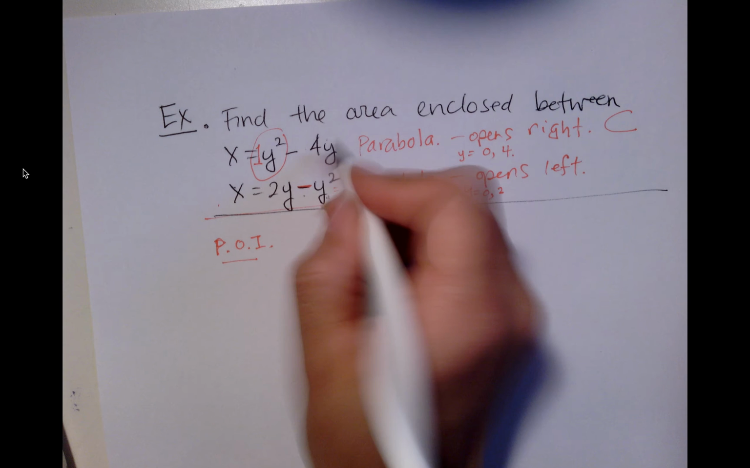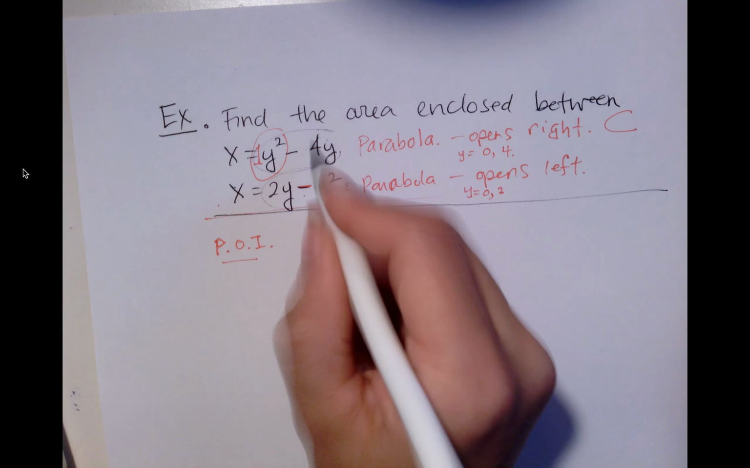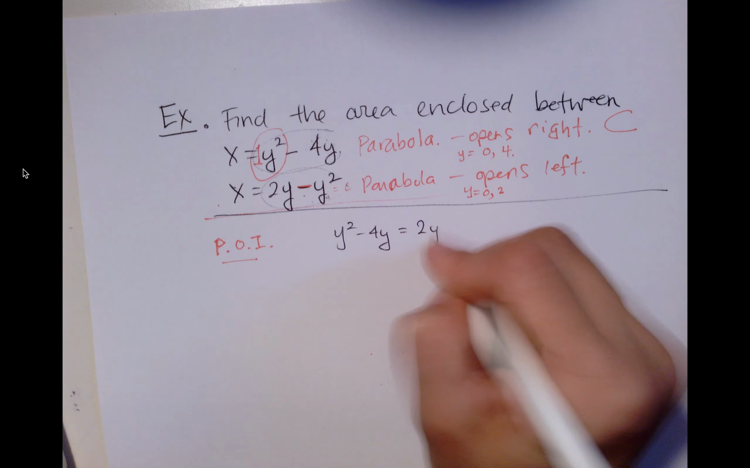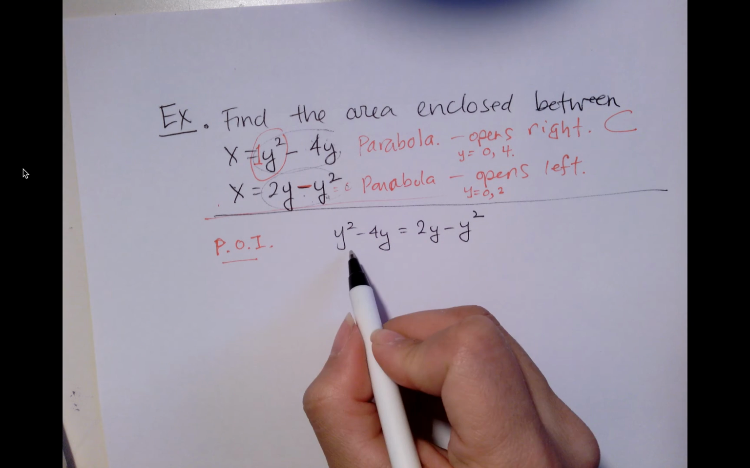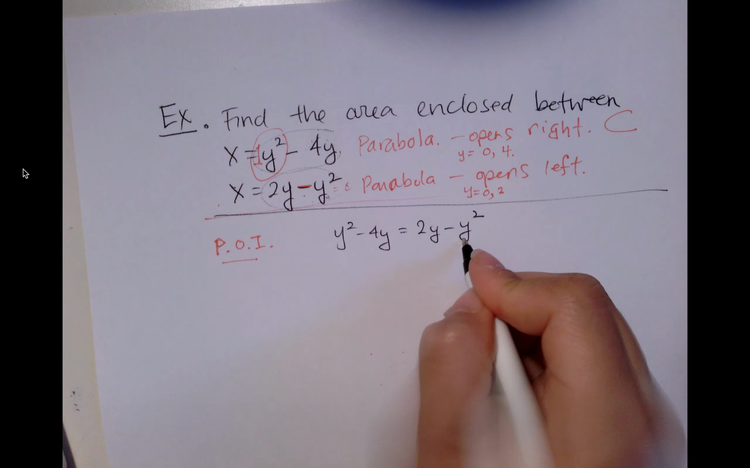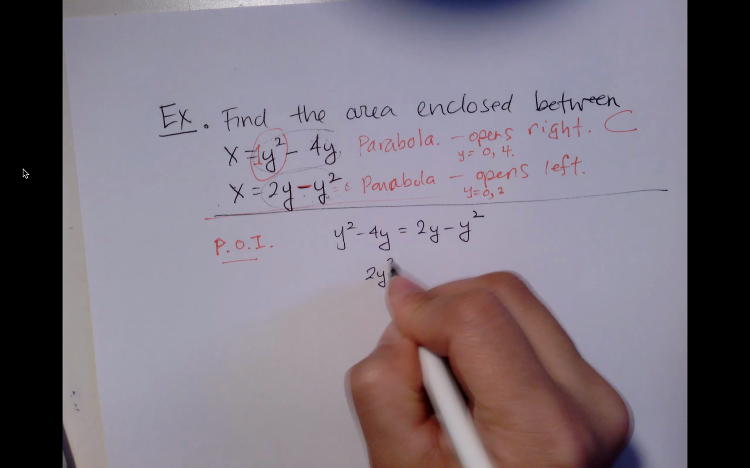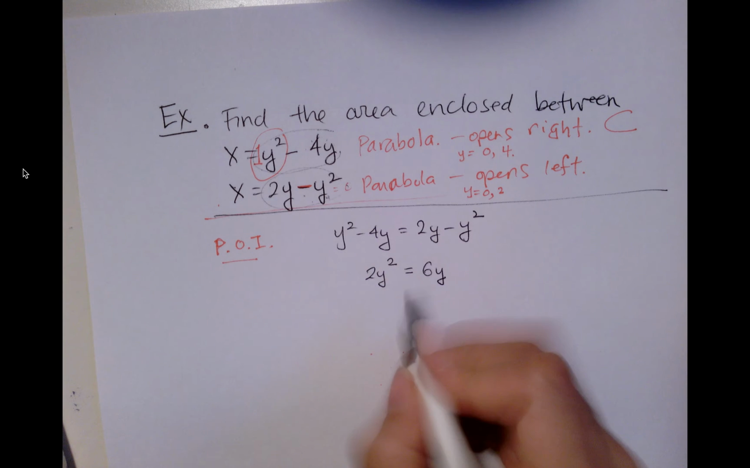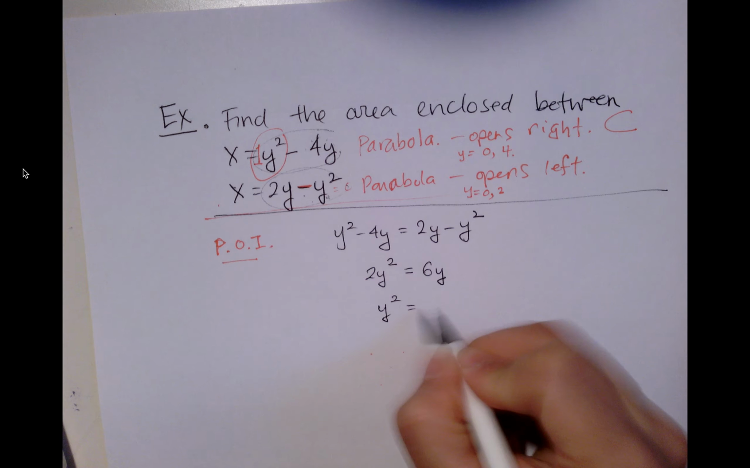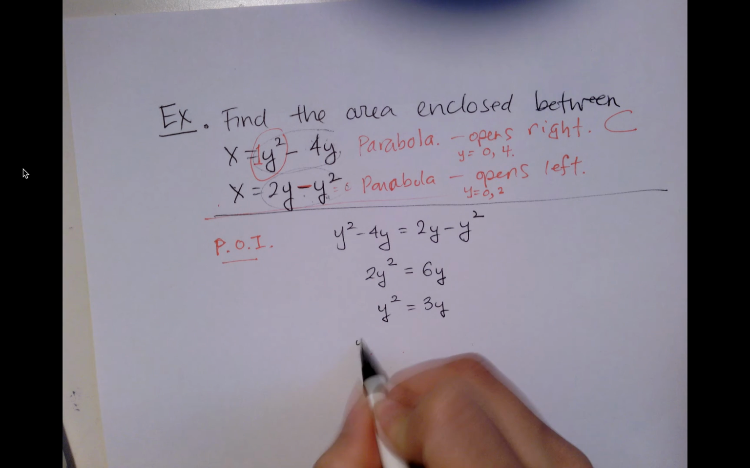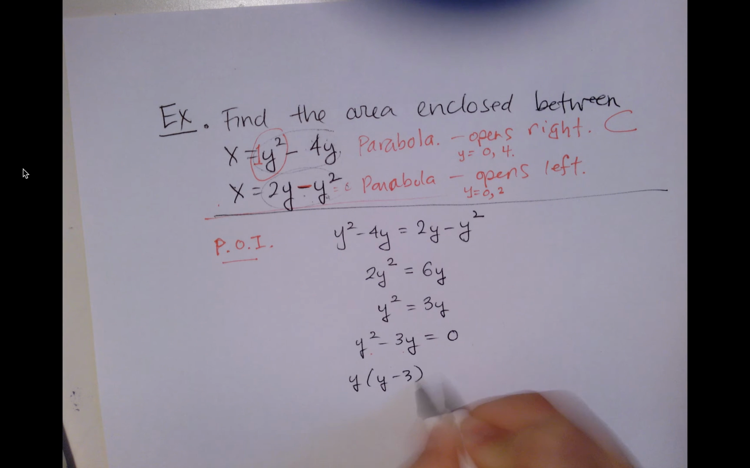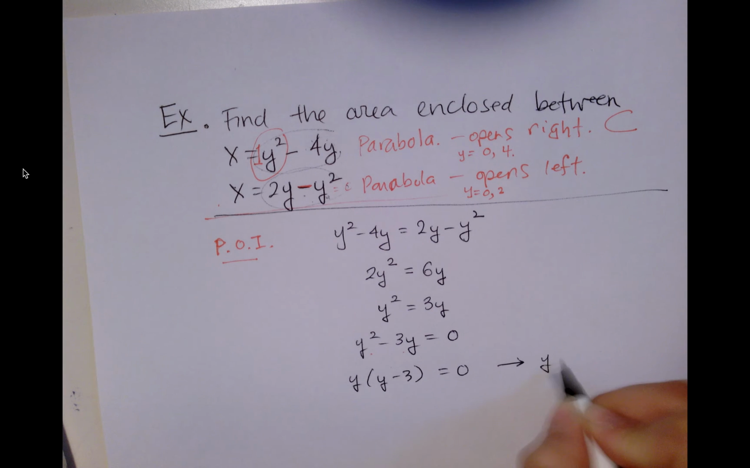So I'm going to just set these equal to each other. So I'm going to solve the system of equations. And let's see. If I add y squared to both sides, I get 2y squared. And if I add 4y to both sides, I get 6y. So this is y squared is equal to 3y. y squared minus 3y gives me 0. So at 0 and 3, I'm going to have points of intersection.